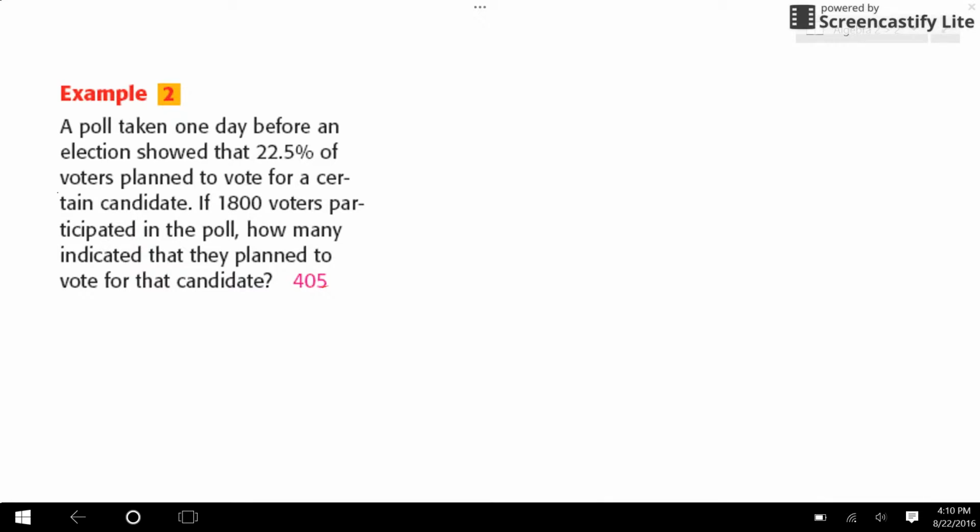So again, I can kind of set this up as a proportion. I can kind of set this up as a multiplication problem. There's a couple of ways I could do this. But let's do the percentage on one side. So let's make one fraction that's the percent. 22.5 say they're going to vote for somebody out of 100% total. So there's like my portion that's going to vote over the total amount of people. That's one ratio. And then to make a proportion, I'll set it equal to the number of voters.